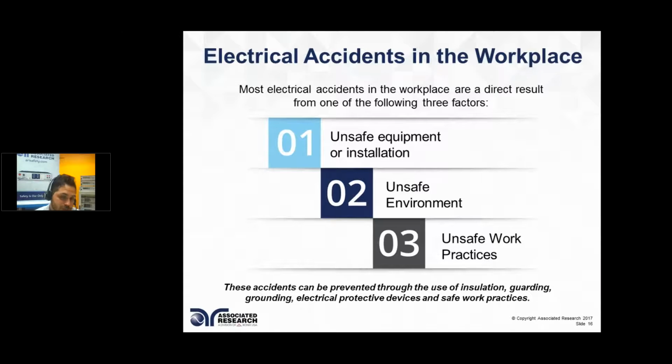And unsafe work practices, which alludes to what I just said. Are people not wearing their proper protection? It's one thing for a company to invest in PPE, personal protective equipment, but if your operators are cutting corners and not wearing their gloves, or aren't plugging in the tower light, which lets you know if it's safe or not safe, those would be considered unsafe work practices. These accidents can be prevented through the use of insulation, guarding, grounding, electrical protective devices, and safe work practices.